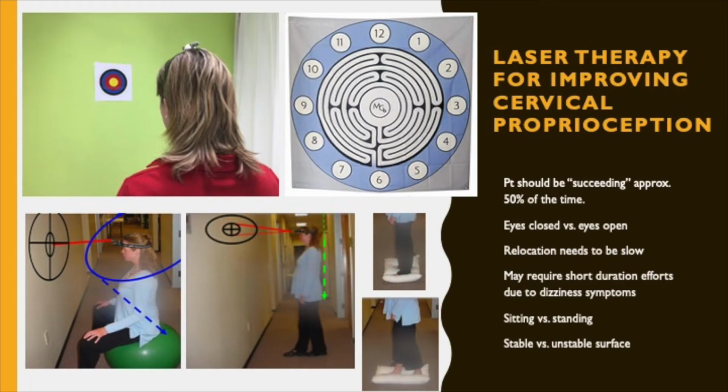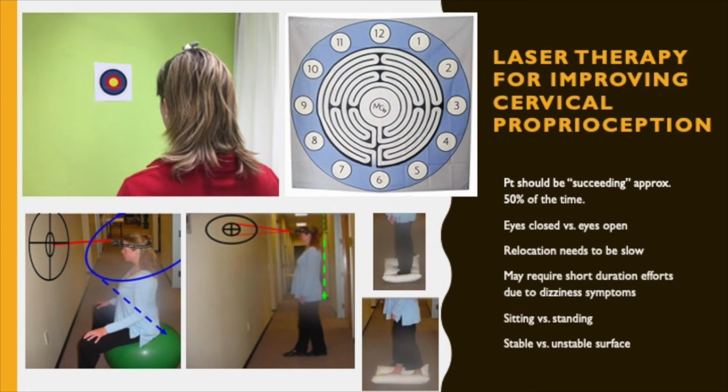The interventions for impairments in cervical proprioception using lasers are pretty wide-ranging. You can always repeat the test examination strategy of simply trying to relocate the laser to what they believe is the center, both with their eyes closed and open. Remember that having their eyes open is an easier strategy, and you should progress to eyes closed.